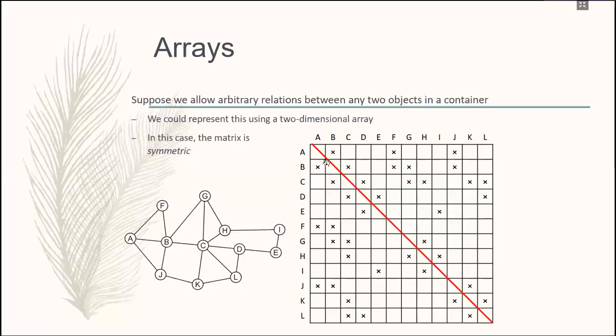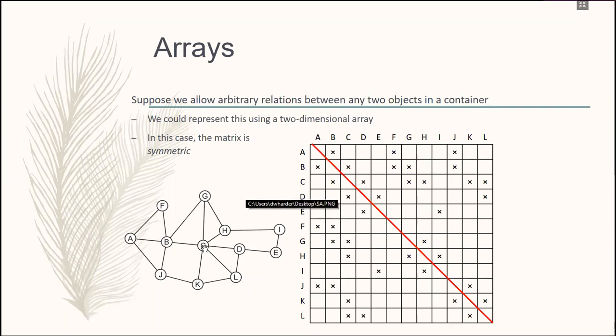First of all, let's focus here. This is A, right? From A, we have a cross sign in B, a cross sign in F, and a cross sign in J. That means A has a connection with B, a connection with F, and a connection with J. The rest of the array values are kept null.